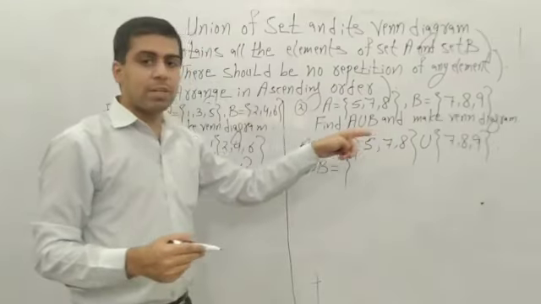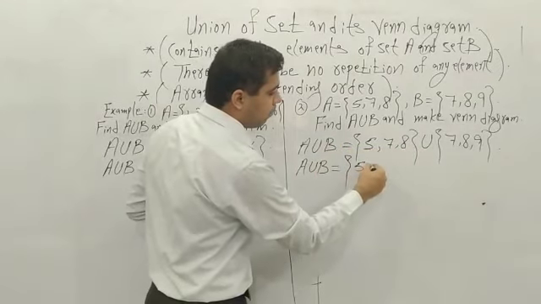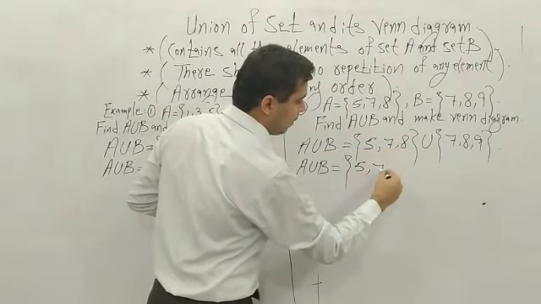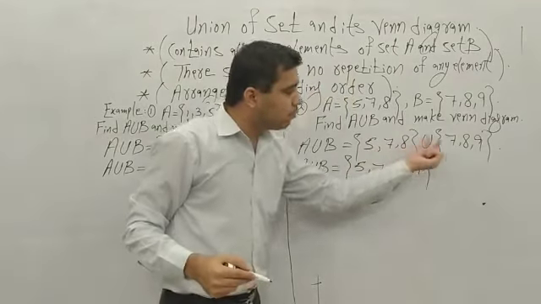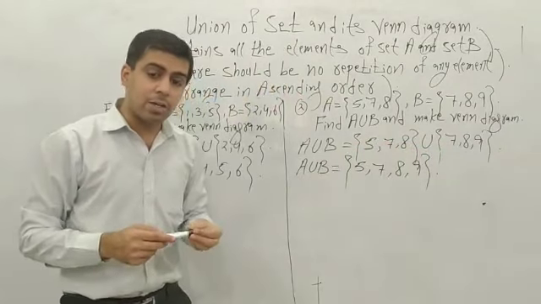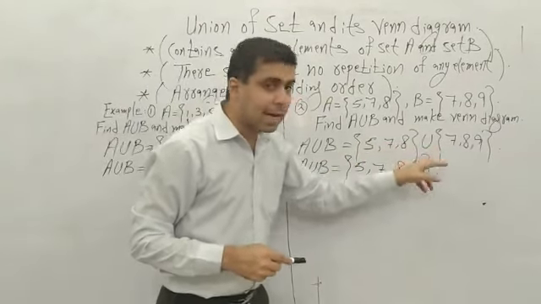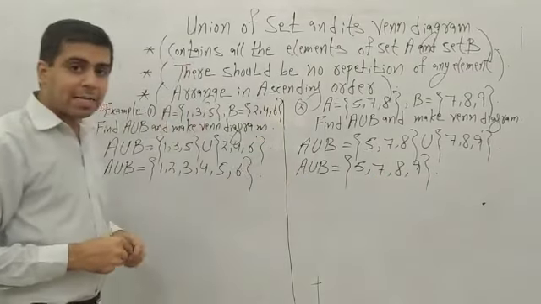Now which is the least number we have to find out? The least number between these two sets is 5, then 7, then 8, then 9. Now 7 and 8 were the common elements, the same elements. There was a repetition, but we have written 7 and 8 only one time in the union of a set. So now it's time for the Venn diagram.